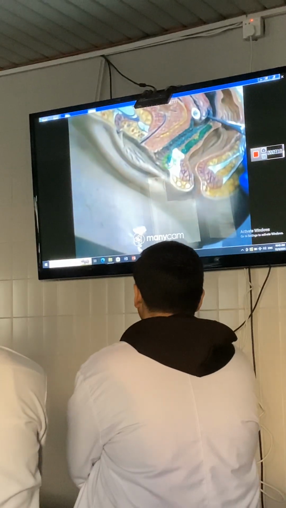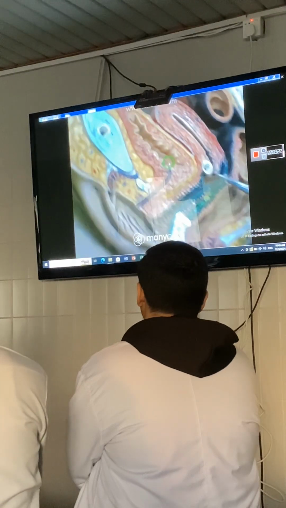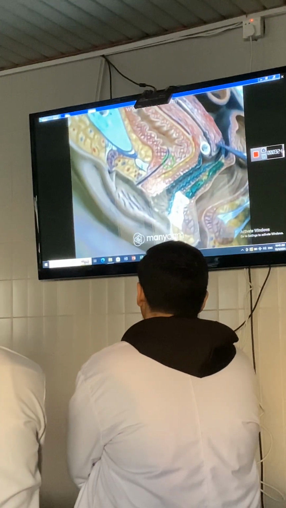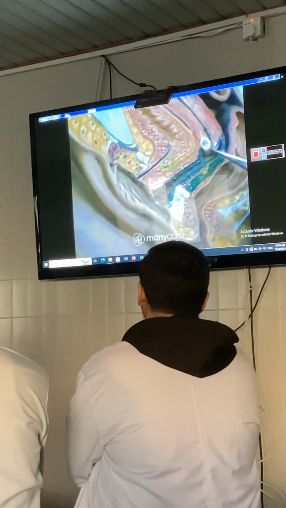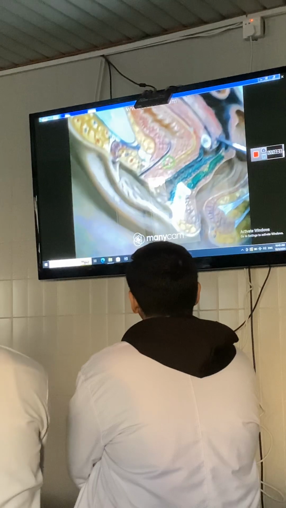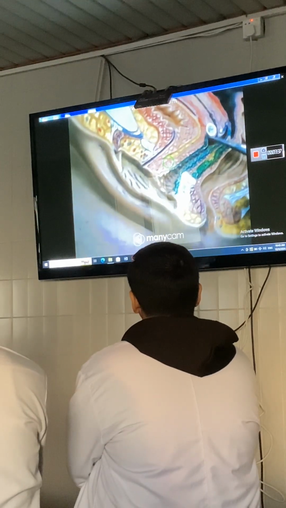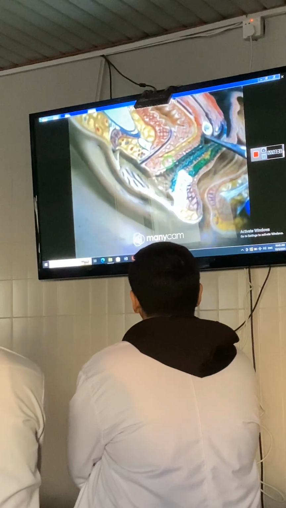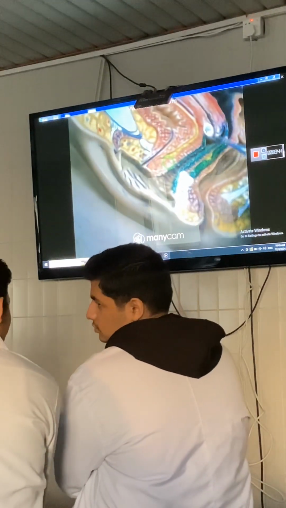And the upper part of the vagina, which is this one, is showing the lower part of the uterus. Actually, it is the lower part of the cervix of the uterus. The lower part of the cervix of the uterus protrudes into the vagina. And thus, you can see that there is a space of the vagina around the protruding uterus.